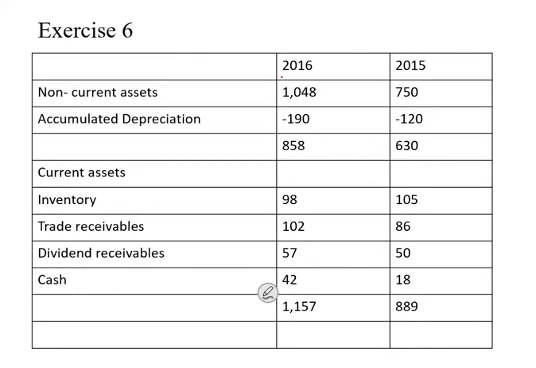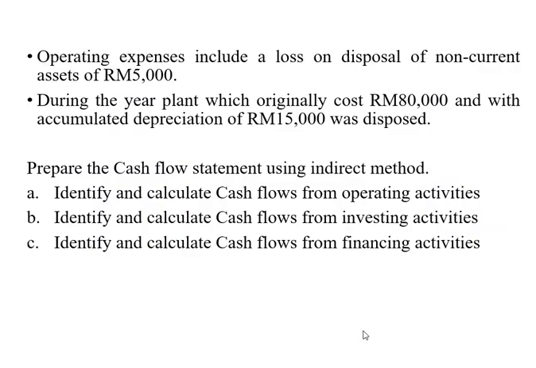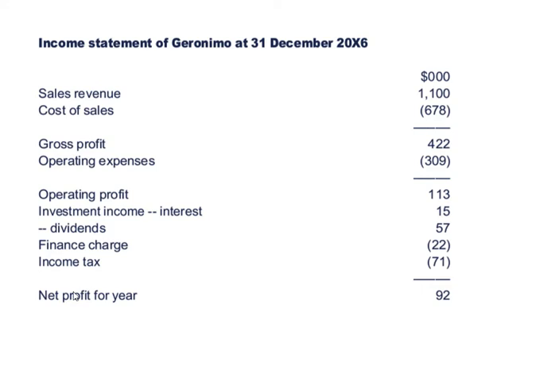Now, if you look at this, the first thing you need to do is check the additional informations. So this is the income statement given to you. You can see you have an interest, and a tax and financial charge. Financial charge is your interest expenses. Get it? The financial charge is your interest expenses.